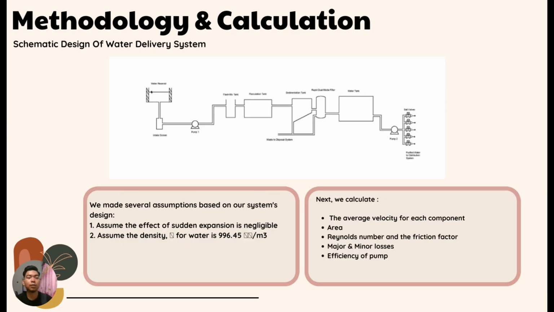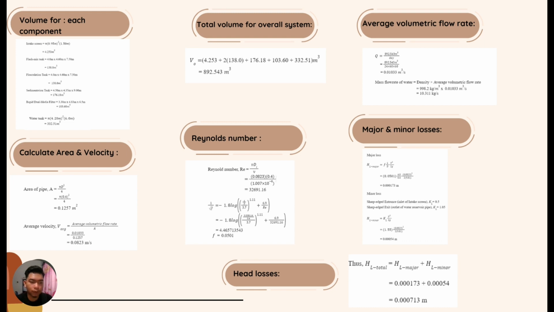Group calculation. We use several assumptions. First, we assume that the effect of sudden expansion is negligible, and the density of water is 996.45 kilogram per meter cube. First, we calculate the volume for each component, and then we total up. We get 892.543 meter cube. Then for the area of pipe, this is the area of a pipe with 0.4 meter diameter, and we got 0.1257 meter square.